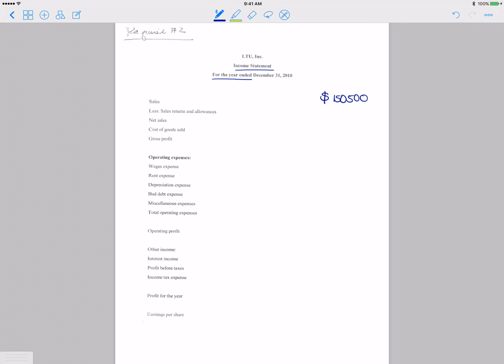And then we have sales returns and allowances, which we said were a contra revenue account, which decrease our revenue by $2,200, giving us a net sales of $148,300. We have our cost of goods sold, which is an expense account. I'm getting all of these numbers from the balances that you saw me adjust just a few minutes ago. And we end up with a gross profit of $83,800.